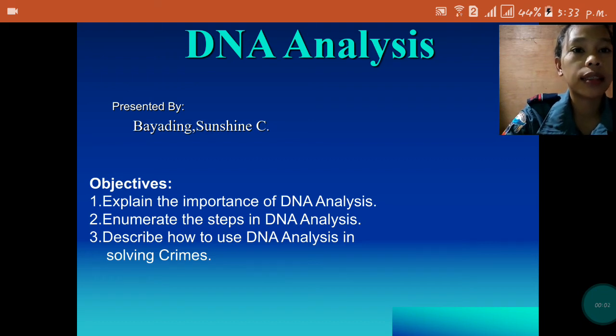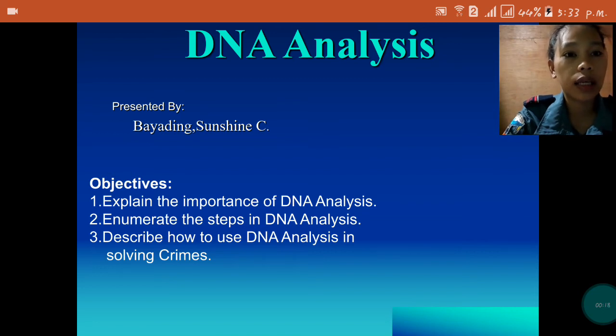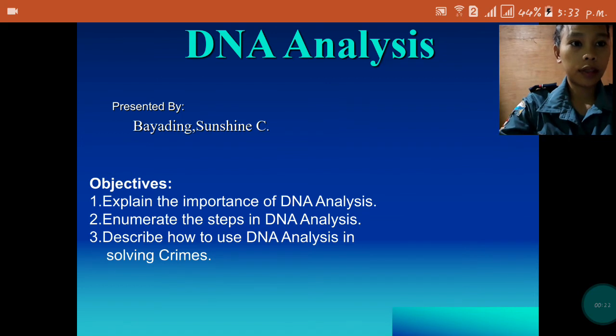DNA analysis by Bayadin Sanshonsi. Objectives: first, explain the importance of DNA analysis. Second, enumerate the steps in DNA analysis. Third, describe how to use DNA analysis in solving crime.